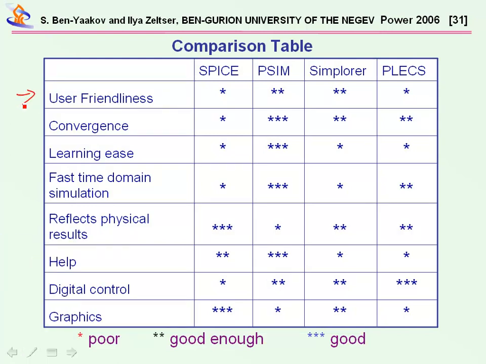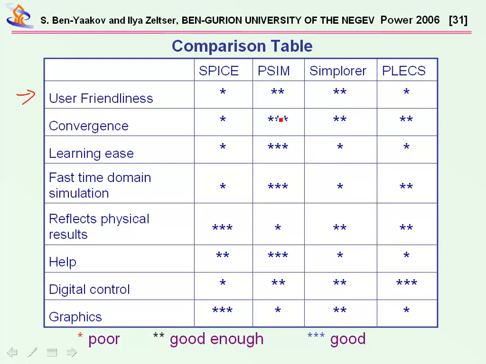we see that PSIM and Simplorer get the higher scores because you don't have to deal with file management. You just go in, write or describe your system and run the simulation, and that's it. You don't have to learn much about the general filing system and the way that you describe profiles of simulation and things of this nature.